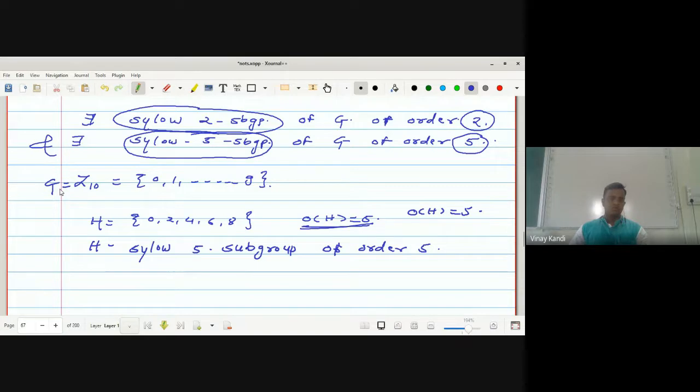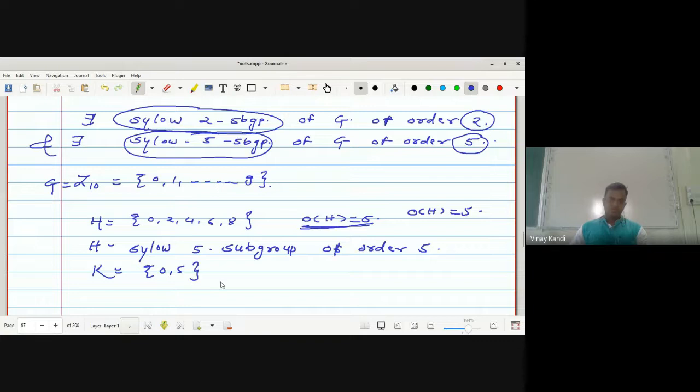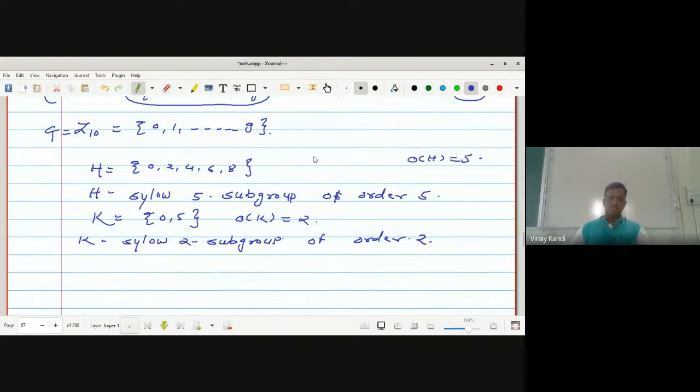Suppose K is equal to {0, 5}. What is the order of K? 2. So K is nothing but a Sylow 2 subgroup of order 2. Okay, if G is of order 10 in this example.